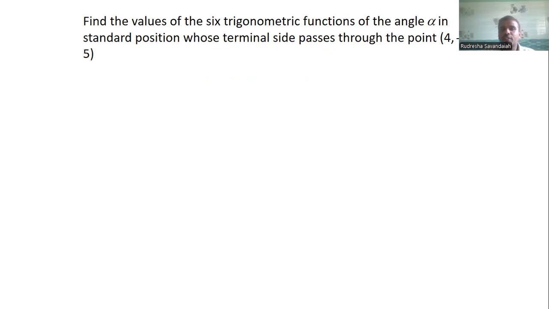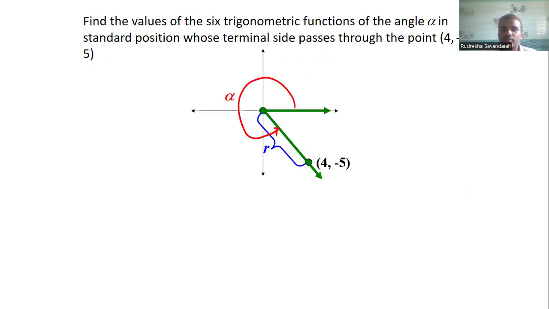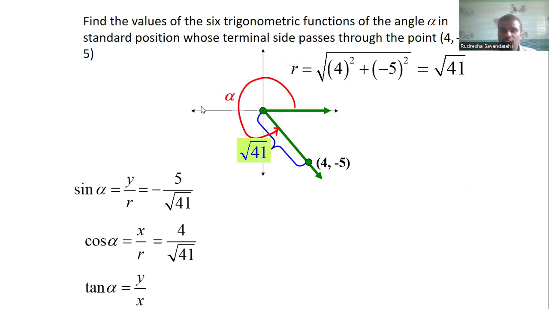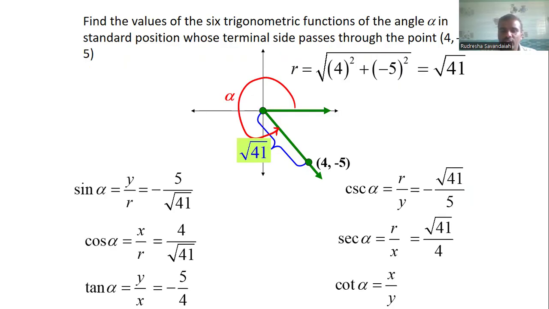Find the values of the six trigonometric functions of the angle alpha in standard position whose terminal side passes through the point. See here, this is the example.